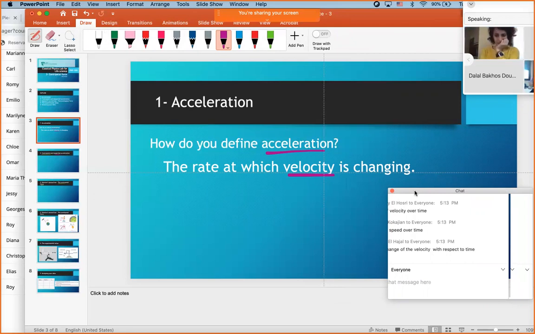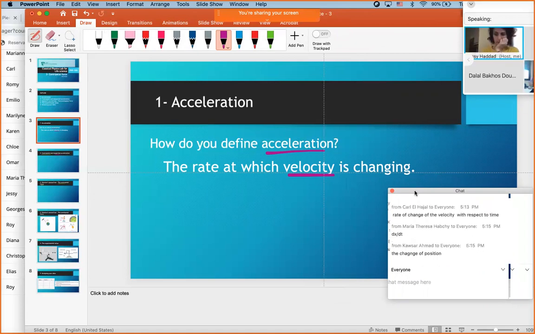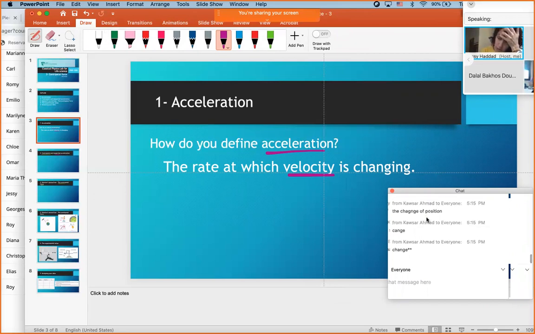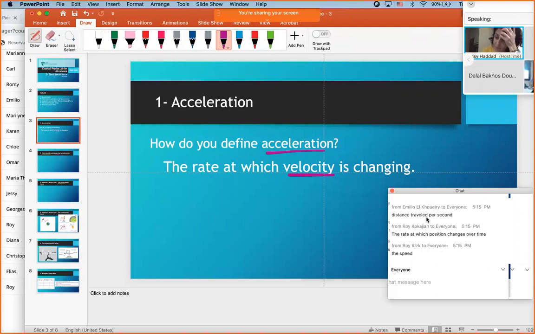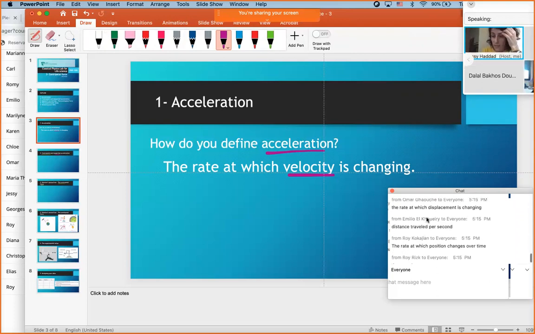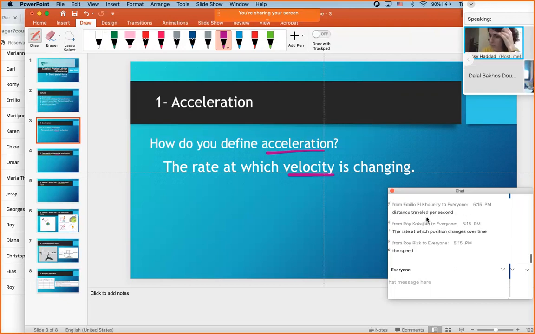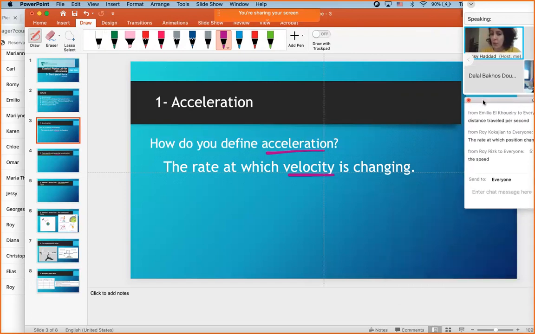Anyone? Velocity. dx over dt. What about if it's y or x and y? Change of position. All right, change of position is gonna be in meters and velocity is meter per second. The rate at which displacement is changing, I like this. Distance traveled per second, distance or displacement, the rate at which position changes over time, speed. All right, anyone can tell me the difference between speed and velocity? Is there any difference or not?